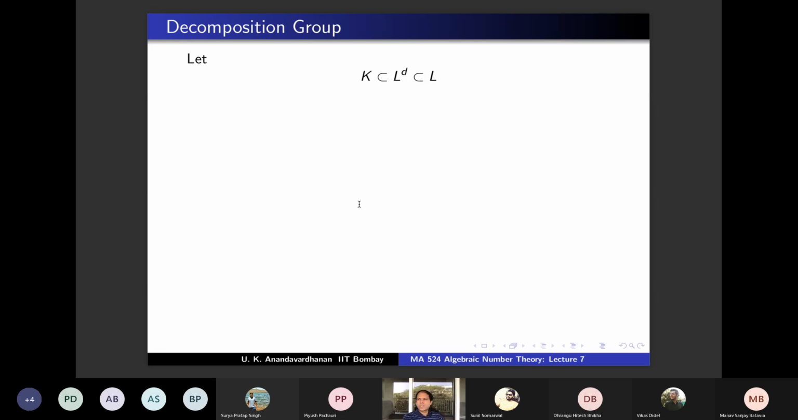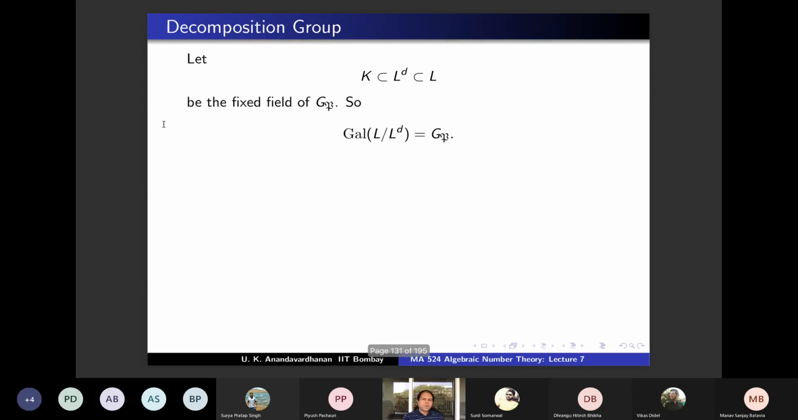Let us come back to the decomposition group. By definition it is a subgroup of the Galois group, which is the Galois group of L over K. So corresponding to a subgroup, you will get a subfield, by the fundamental theorem of Galois theory. You will have the fixed field of G_P, which is called L_D, D for decomposition. So L over L_D is automatically Galois, and the Galois group of L over L_D is G_P. The full Galois group is G, and this highlighted Galois group is G_P.